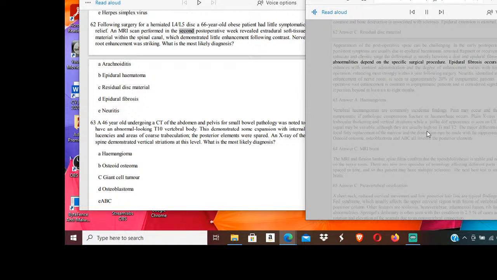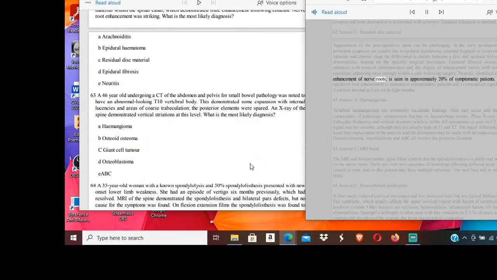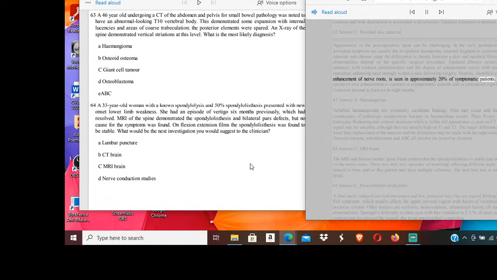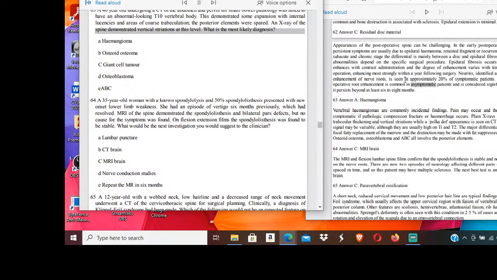Epidural fibrosis occurs commonly, enhances with contrast administration, and the degree of enhancement varies with time since the operation, enhancing most strongly within a year following surgery. Neuritis, identified as intrathecal enhancement of nerve roots, is seen in approximately 20% of symptomatic patients. Early postoperative root enhancement is common in asymptomatic patients.